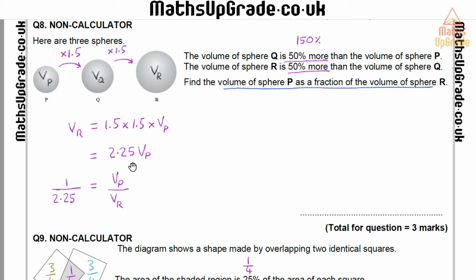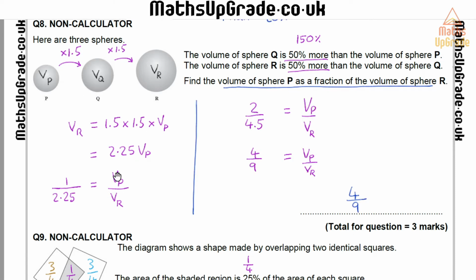So now I need to write down the volume of P as a fraction of the volume of R. The volume of P, the fraction of the volume of R, is given by this equation here. So what I've done here, I've just rearranged this top equation. I've divided by the volume of R on both sides, and then I've divided by 2.25 on both sides. So that gives me Vp over Vr is 1 divided by 2.25.